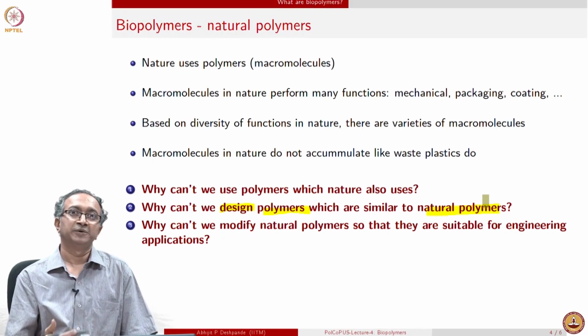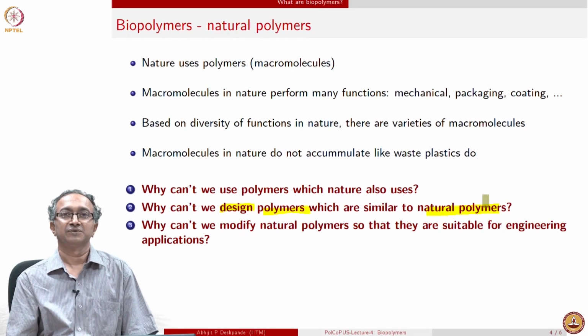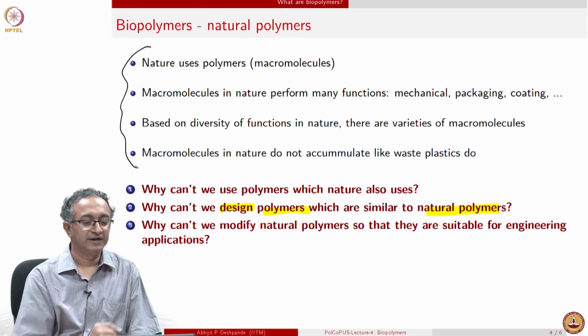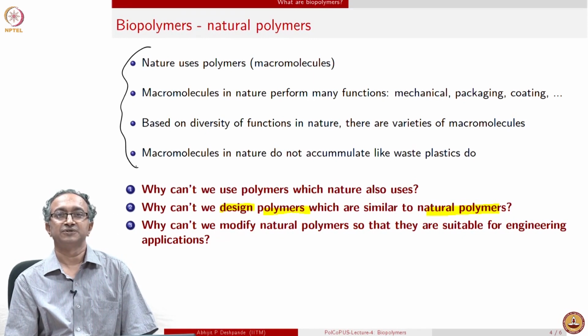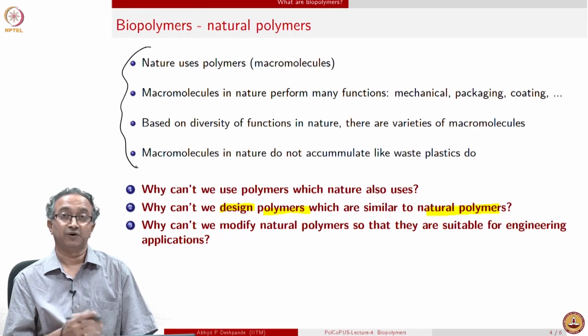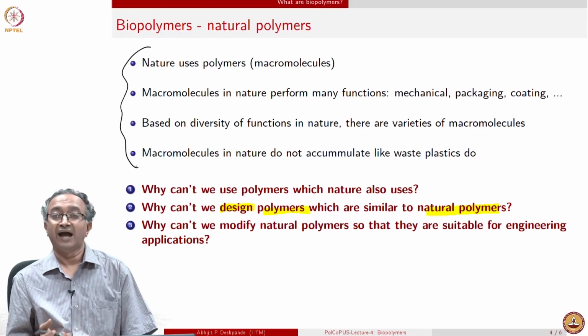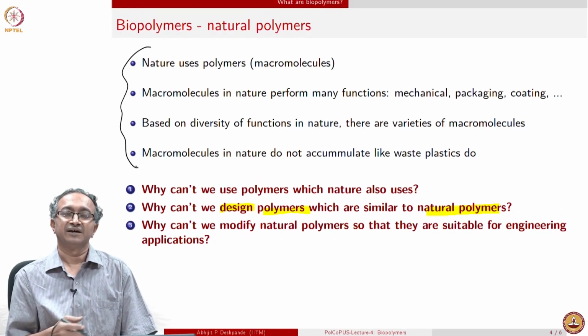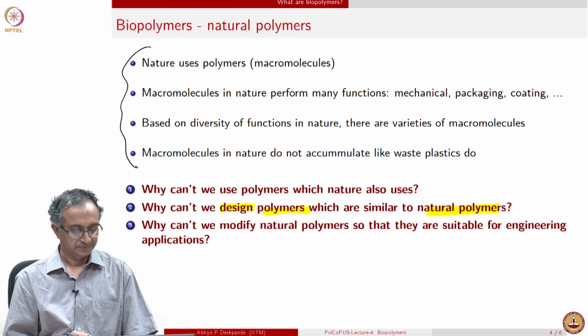The natural polymer may not be able to exactly do the job that we are looking for. So, can we design a polymer which has some of these advantages that we talked about, in the way natural macromolecules are taken care of? Macromolecules are taken care of in the sense that they are produced in a variety of different forms, they perform various different functions, and once their function is over, they become part of a cycle, so that they are consumed, they are degraded, and they therefore do not accumulate like plastic waste.